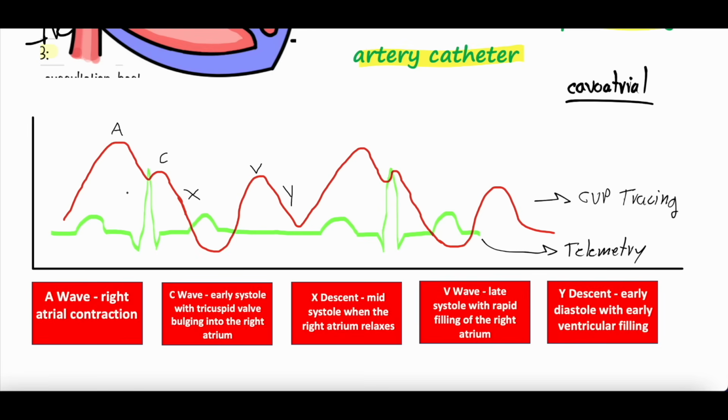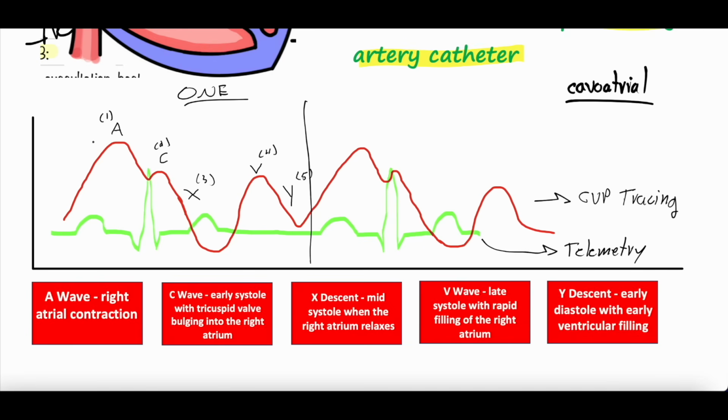In the red line, we have five different parts, right? We have the A, C, X, V, and Y components of the CVP tracing. This is one CVP cardiac cycle. All right, ACXVY.